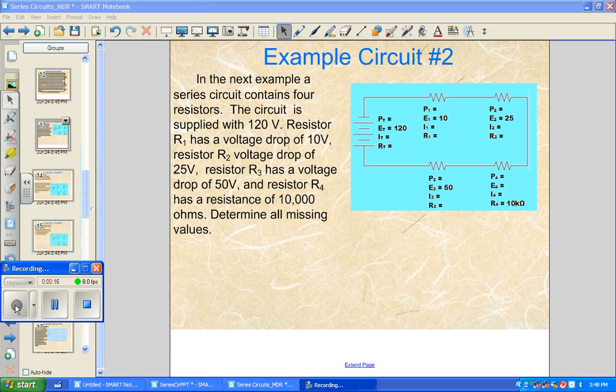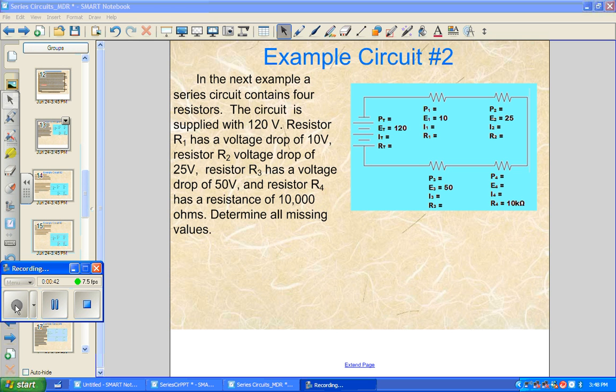Now, voltage drop is something you can measure with your meter, right? You can always measure voltage drop. So let's look at E1. We can measure across this resistor and see that we have a 10 volt drop. Across E2, we have 25 volts. Across E3, we have 50 volts. At E4, we have no information except the resistance, that the resistor of E4 is 10,000 ohms.